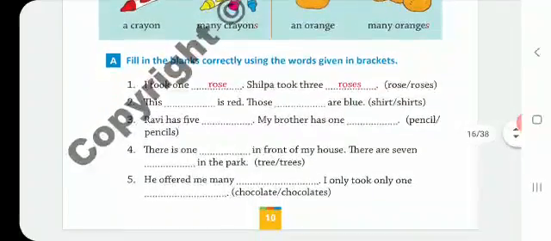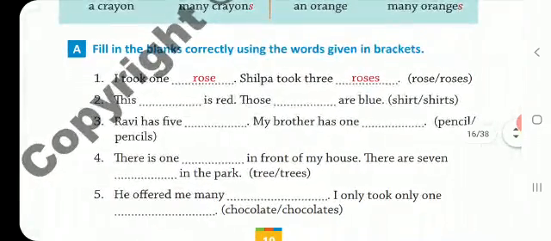Let us see these exercises so you will understand some more words, how we make them plural. I took one rose. Shilpa took 3 roses. R-O-S-E-S. This shirt is red. Those shirts are blue. S-H-I-R-T-S. Ravi has 5 pencils. 5 stands for more, many. 5 pencils. My brother has 1 pencil.